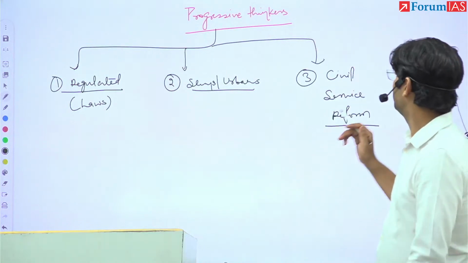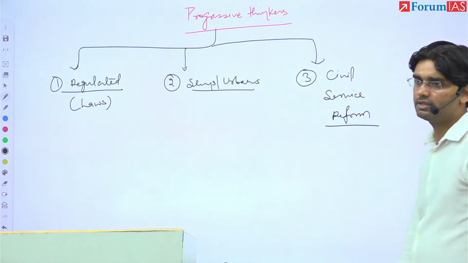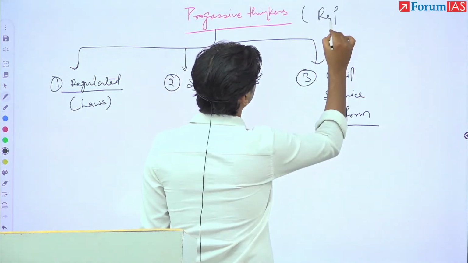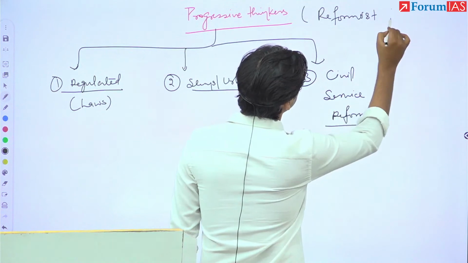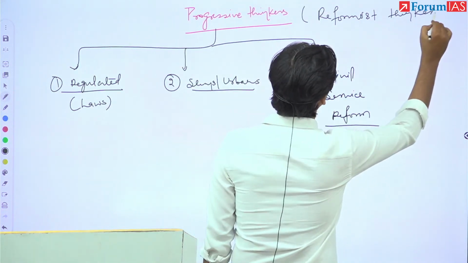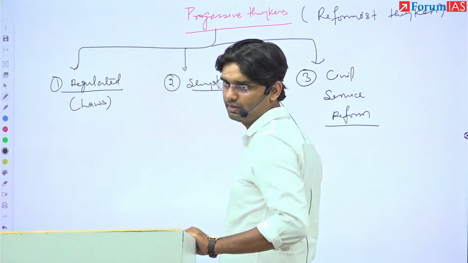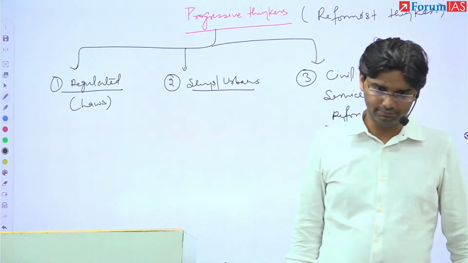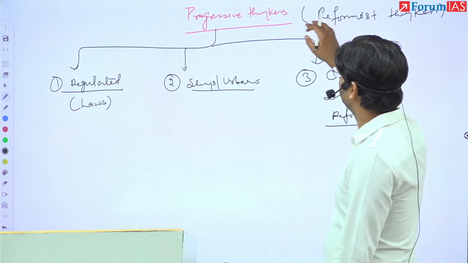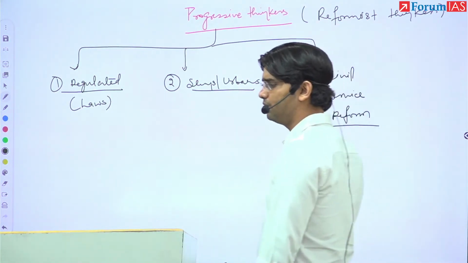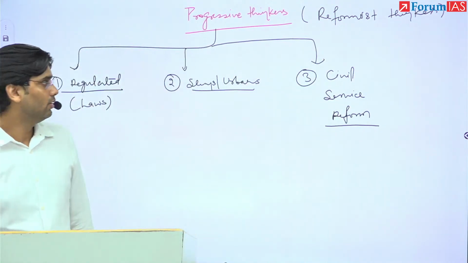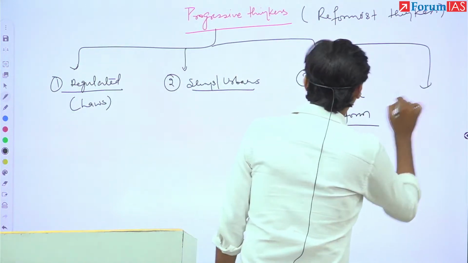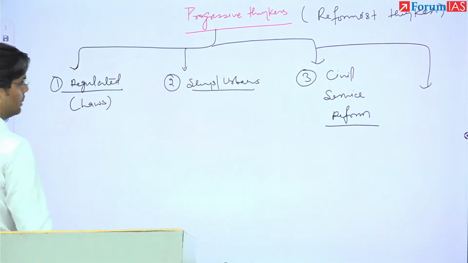In many books, you will find this term written, civil service reformist. In many books, progressive is also written as reformist thinkers. I think in Prasad and Prasad only this term is written. Okay. Reformist thinker basically means progressive era thinkers.